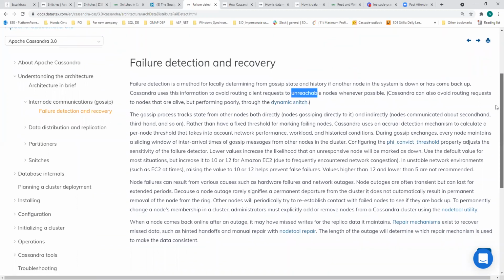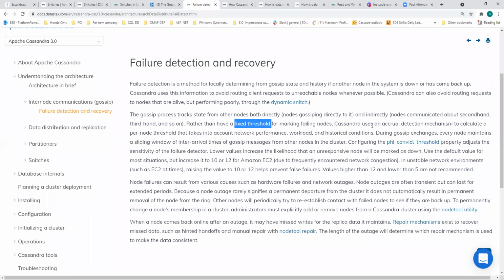Now the gossip protocol tracks other nodes either directly, by sending a direct message, or indirectly. Indirectly means a node is communicating with another node, and that node communicated with a third node. So that is the way you still get the data. The data is percolating level-wise, right? So if you have something like a fixed threshold of timeout for marking failing nodes, it won't work.